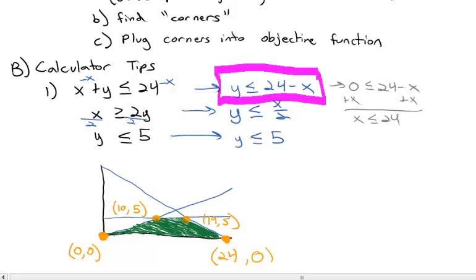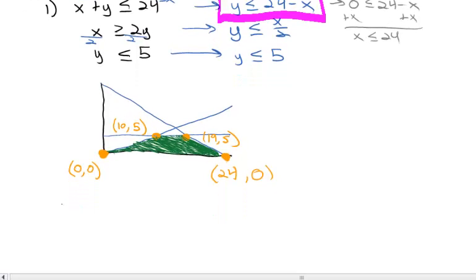10, 5. And now that we have these 4 points, we'd be able to find the maximum and the minimum value, because one of these points is going to be the maximum if it exists, and one's going to be the minimum if it exists. So that's how we can use the calculator to help us with the graphing.